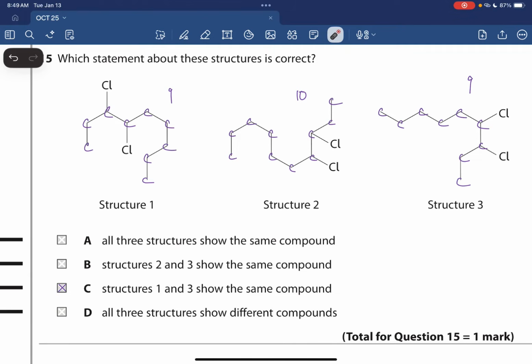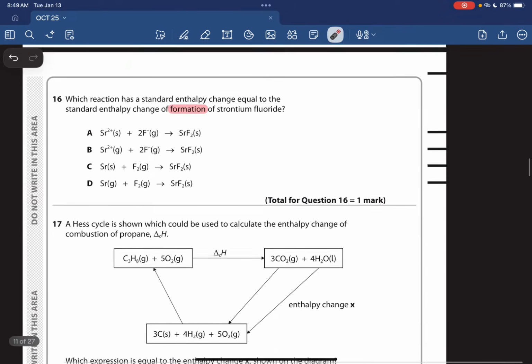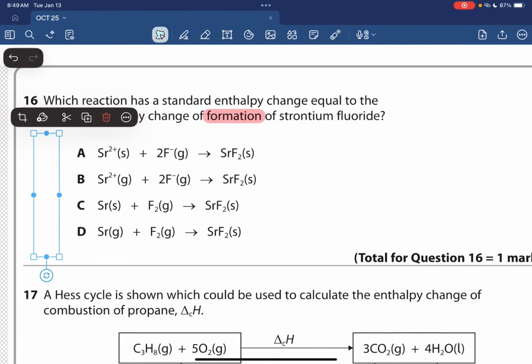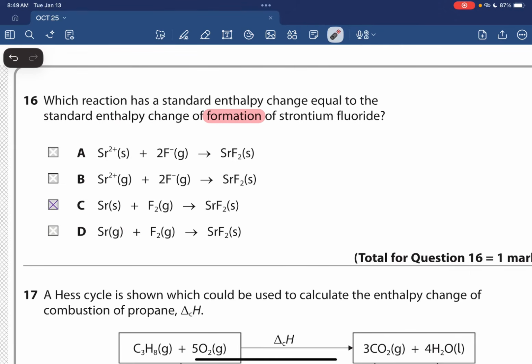Okay, moving on. Which reaction has a standard enthalpy change equal to the standard enthalpy change of formation? This is when 1 mole of a compound forms from its elements in their standard states. Exactly. Fluorine is a gas, strontium is a solid. So the answer should be this. It should be crystal clear with the definitions of enthalpy changes. Keep that in mind.